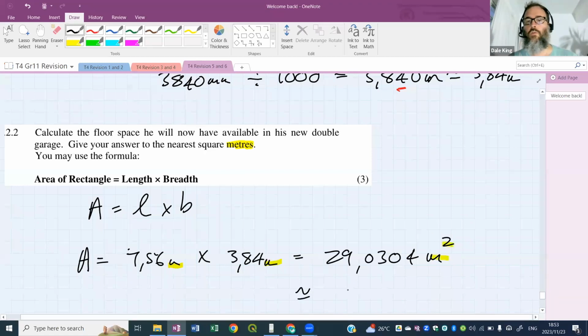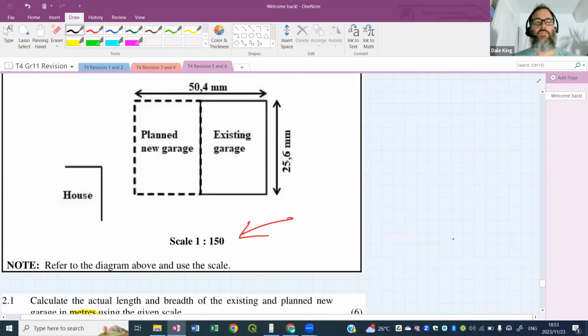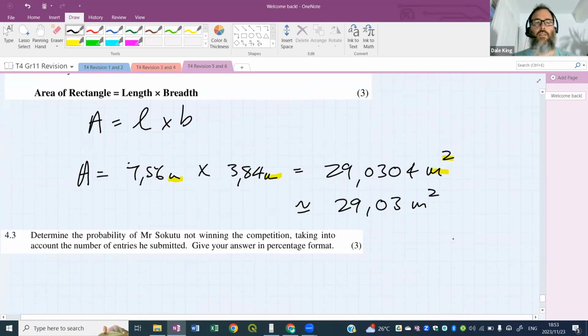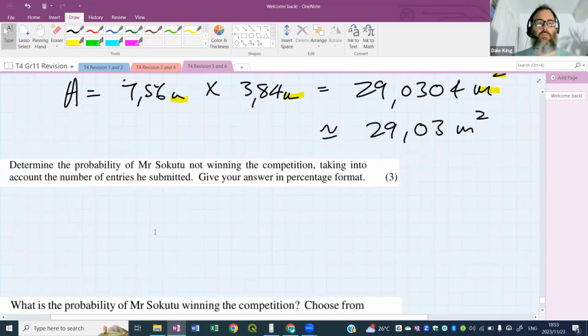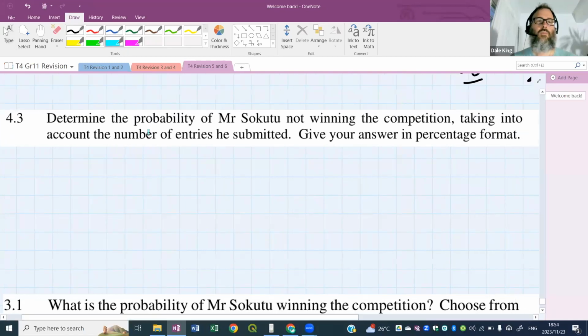Okay, and we round this off to 29,03 meters squared. So that is the area of the garage, this new garage she's going to have. Okay, not too bad. Oh, look again here. Look what they've done again. Yes, golden rule: never forget your units.